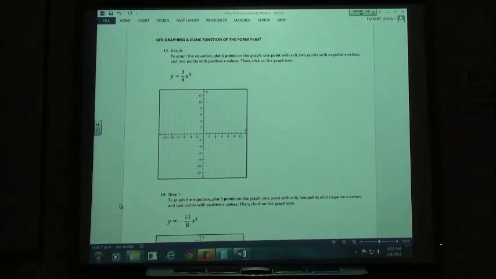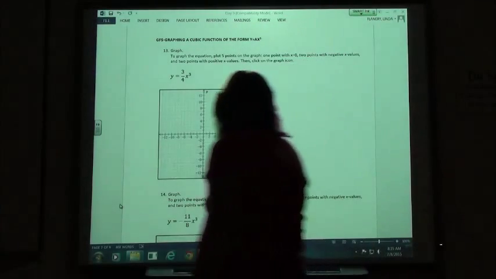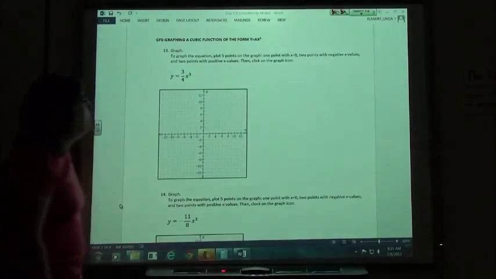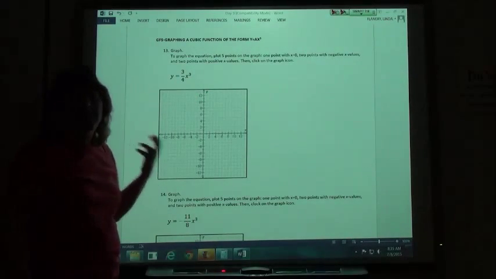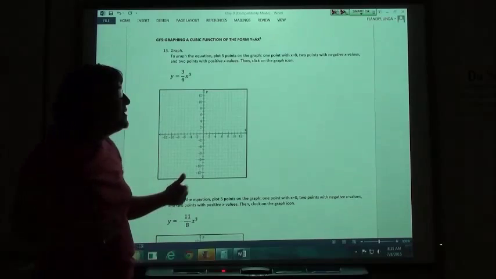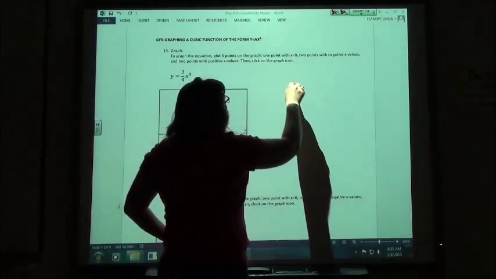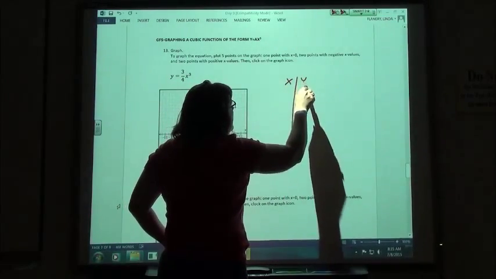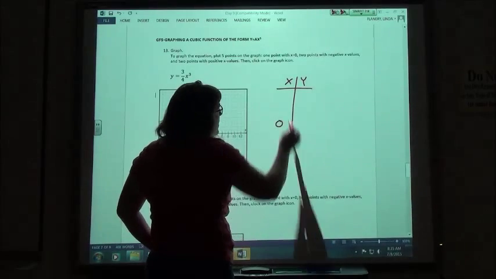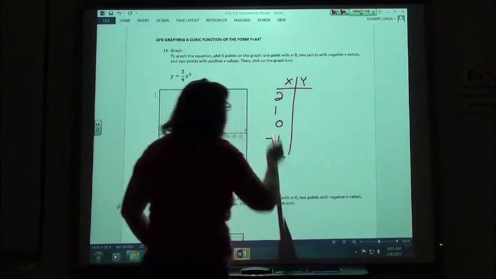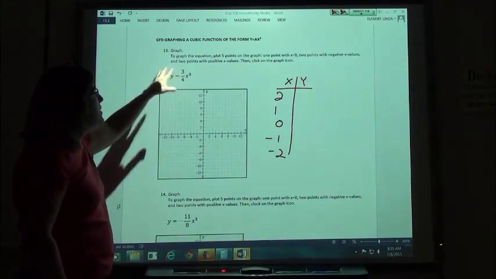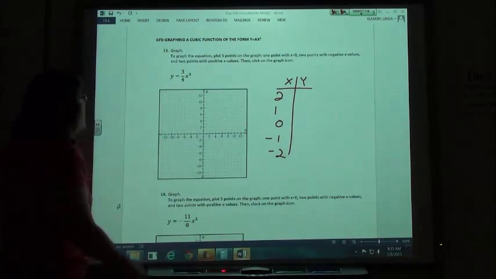All right, the next one's graphing a cubic function in the form of y equals ax cubed. There is no adding and subtracting on this graph, and so the center of your graph is going to be at 0, 0. So basically, they're just going to have you make a table with 0 being in the middle. So 2, 1, 0, -1, and -2.